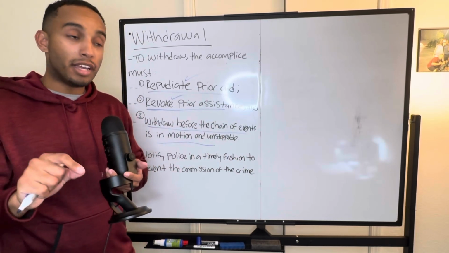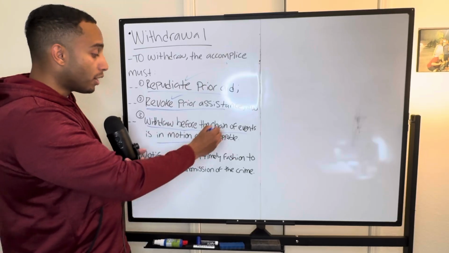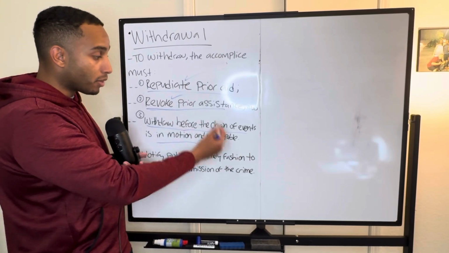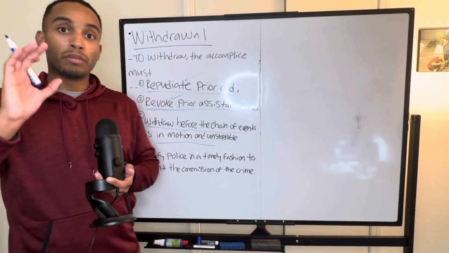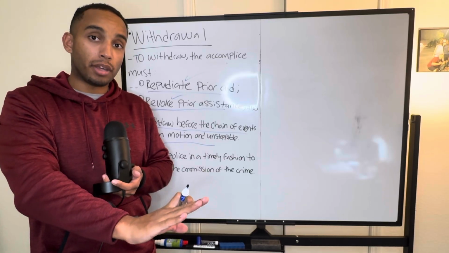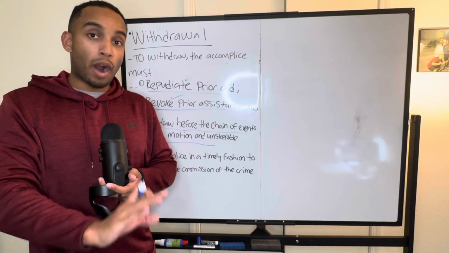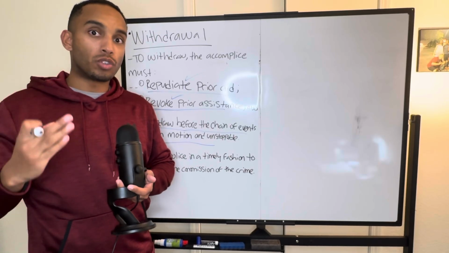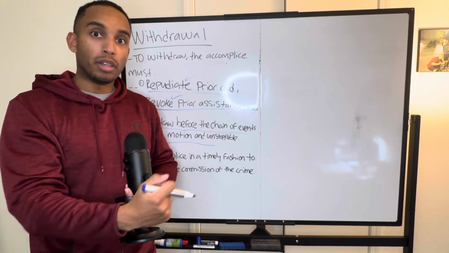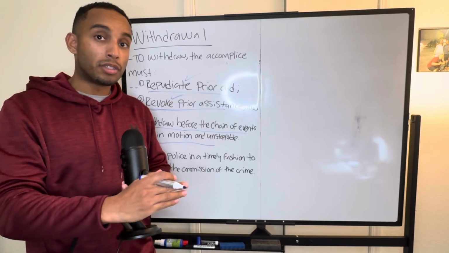And Riley did so before the chain of events was in motion and became unstoppable, meaning that Riley basically stopped the crime from happening before Israel committed the act of burglary. But say Riley changed his mind while Israel was literally prying open Lamont's door to enter the house.